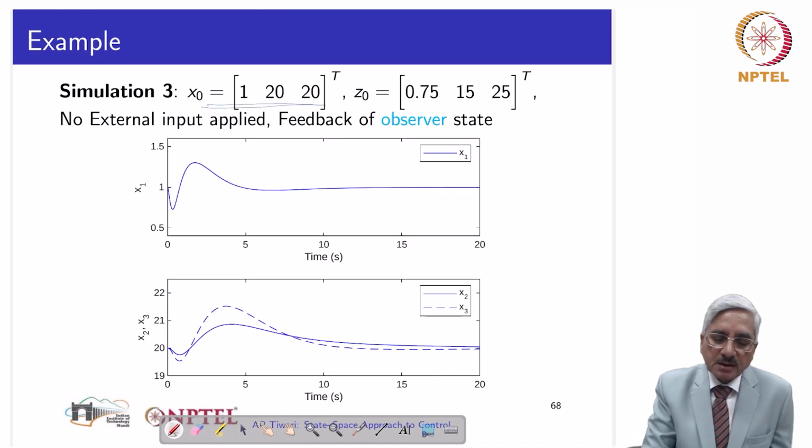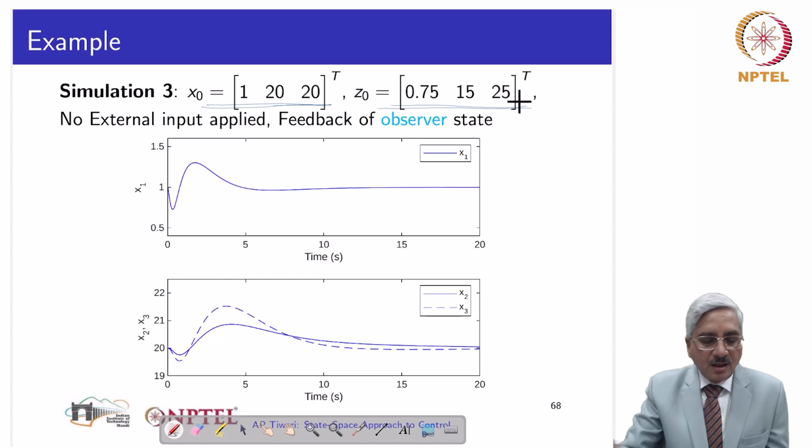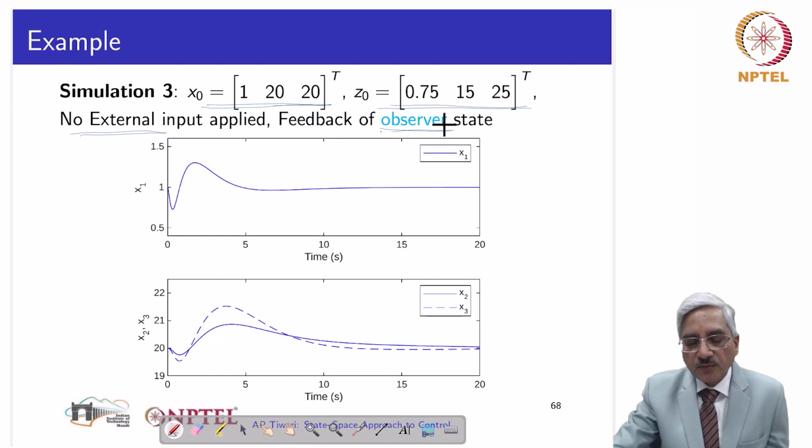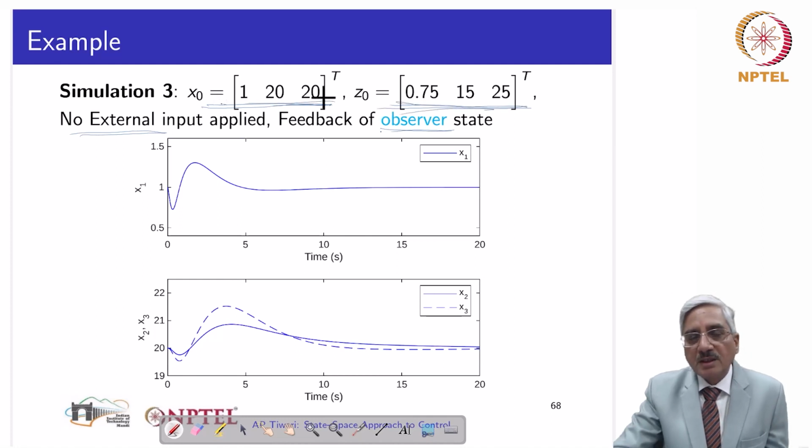Now we see the third simulation. The initial condition of the system is such that the system is at equilibrium. The observer states differ only slightly from the actual system state. External input is still not applied. However, instead of actual states, we are now feeding back the observer states. And because the observer states are not matching the actual system state, because there is an initial error, and in the analysis some time back we found that the response of the system will consist of two terms, one of its own initial condition and one depending upon the initial error, we see that reflects in the simulation.